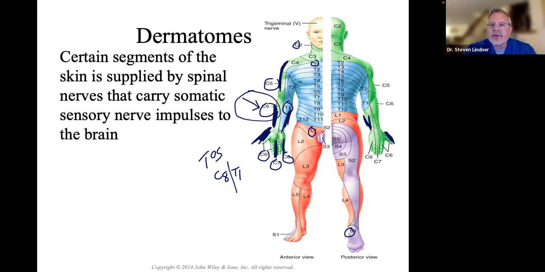Notice that in the thoracics, T4 is the nipple line. Around T10 is the belly button. Those are some landmarks. And notice the trigeminal nerve goes to the front of the face. But you know where there is no dermatome? C1. C1 does not have a dermatome. It looks like it starts at C2, C3, C4.